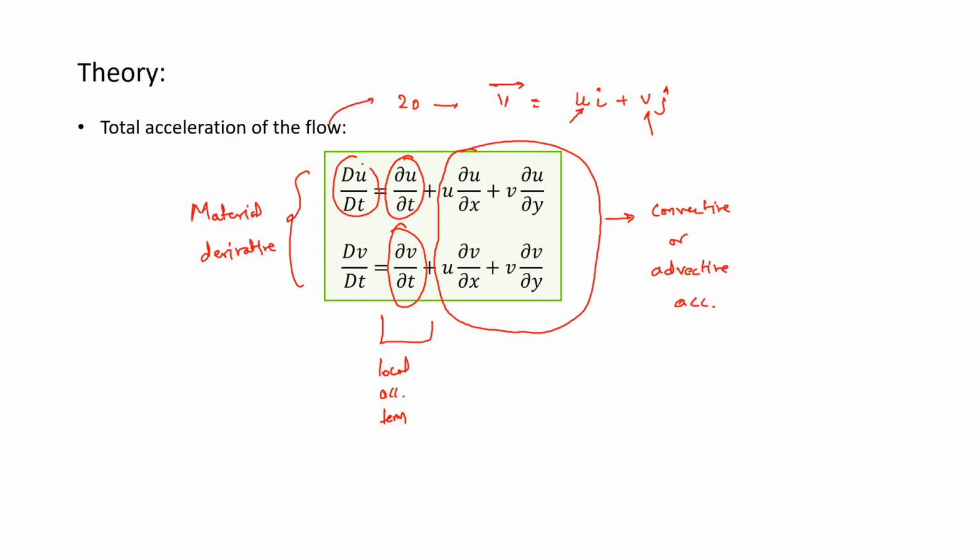This capital Du/Dt and capital Dv/Dt are called the material derivative. Your acceleration in the x direction will be given by the material derivative of u, whereas acceleration in the y direction will be given by the material derivative of v. That's all you need to know. Once you know that, it's just a matter of doing your partial differentials, and you'll get to the solution of this.